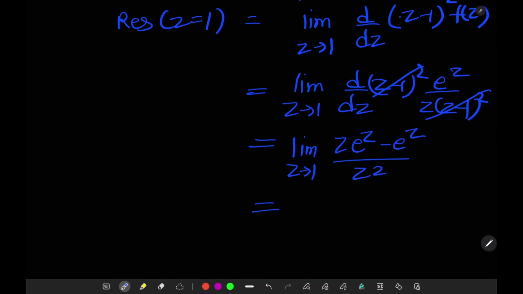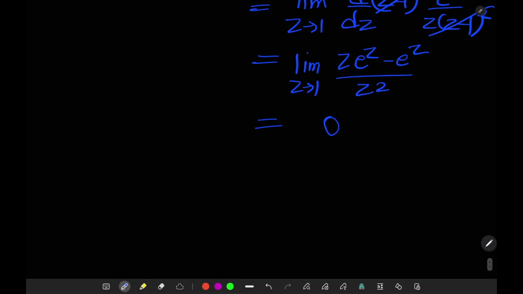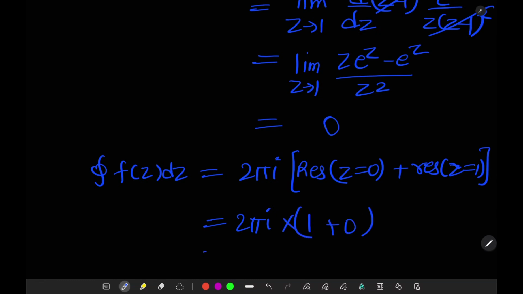Now putting limits equals to 0. Now using here Cauchy residue theorem, residue at z equals to 0 plus residue at z equals to 1. Now 2 pi i into 1 plus 0 equals to 2 pi i.